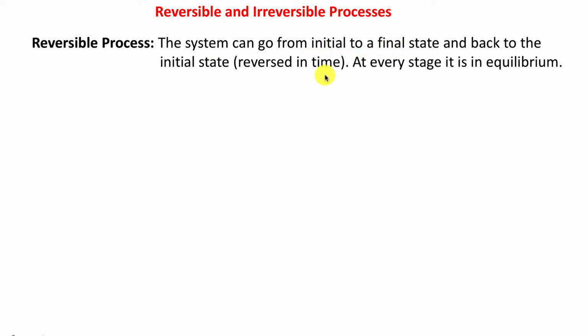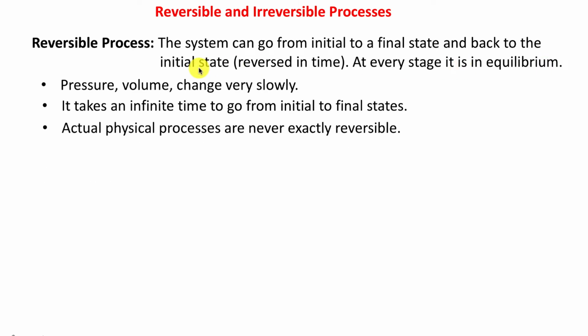And then if you reverse the video, you will not be able to tell which is the reversed one as compared to the original one. At every stage, this system is in equilibrium. So that means that one is going very, very slowly. The pressure, volume, temperature, etc. change so slowly that at every instant of time, the system is in equilibrium.